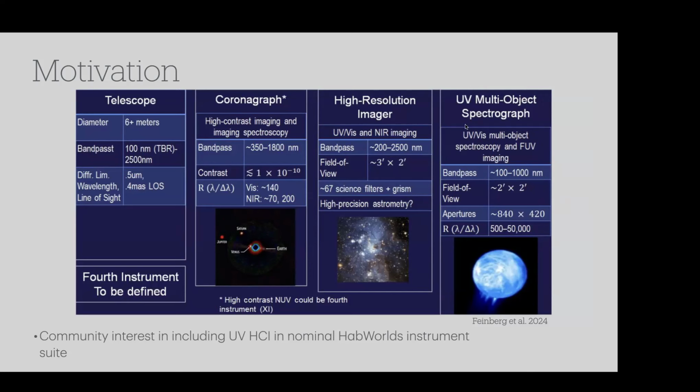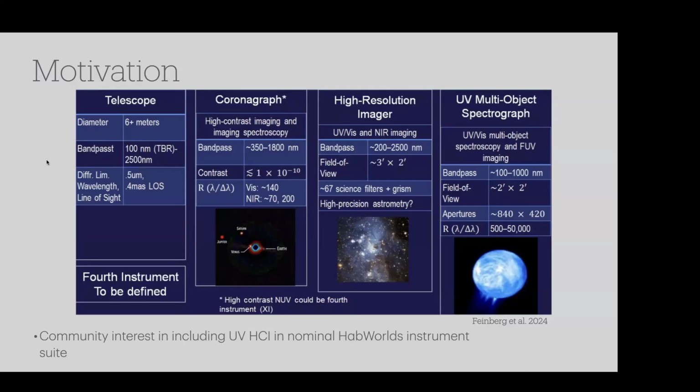This is from a talk that Lee Feinberg gave at SPIE this summer, and actually I think this has showed up in a bunch of people's talks. So this is the notional instrument suite for the Habitable Worlds Observatory, right? The assumption is that you've got a 6-meter class telescope with a bandpass that covers anywhere from the UV to the near IR. And then you've got, at the baseline, a coronagraph, a high resolution imager, and then a UV multi-object spectrograph.